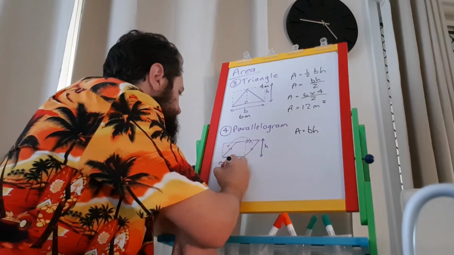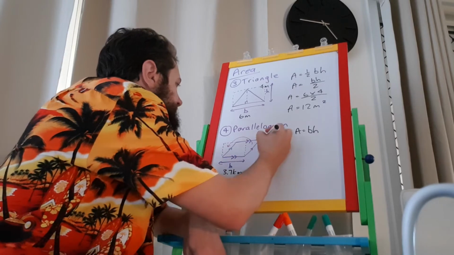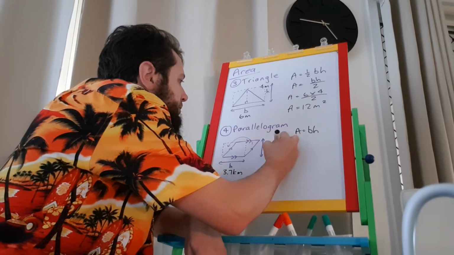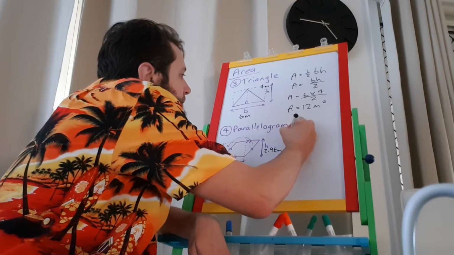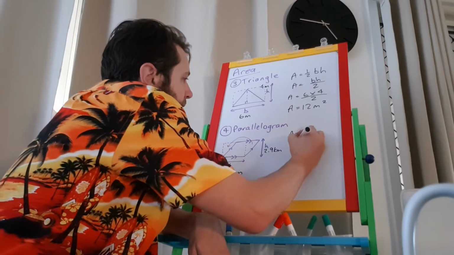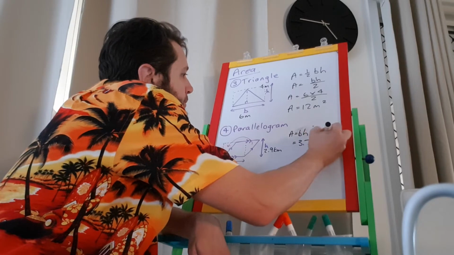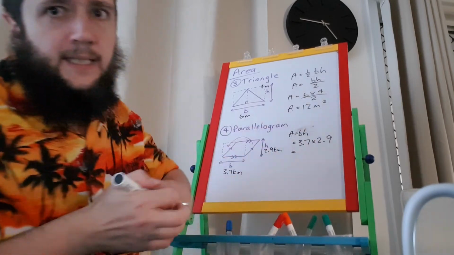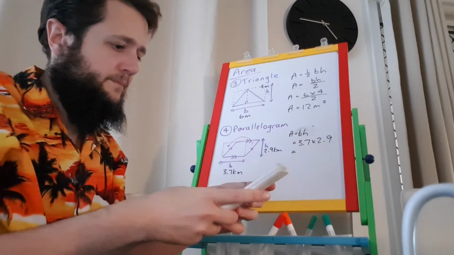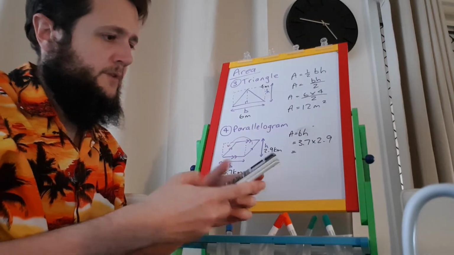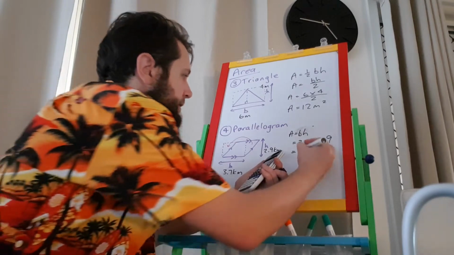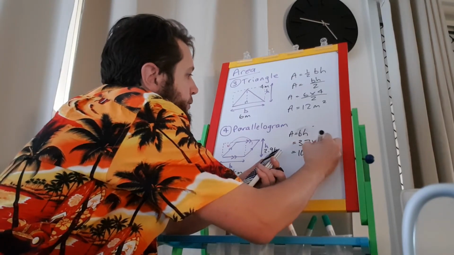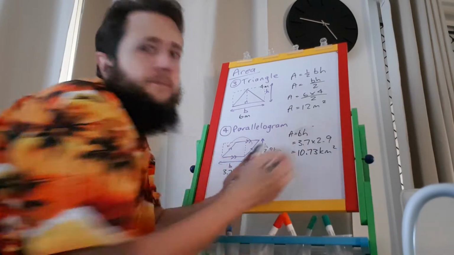So let's call this 3.7 kilometres, and I'm going to call this 2.9 kilometres. So if I have area is base times height, it's going to be 3.7 times 2.9. I put that in a calculator, and it gives 10.73 kilometres squared.